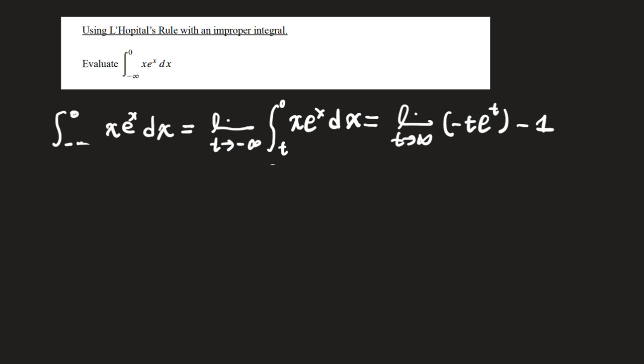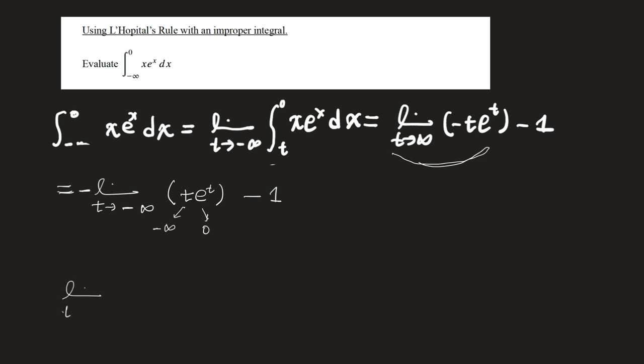Let's find this limit, guys, okay? Now you only have to find this limit: the limit as t approaches negative infinity of negative t e^t. I put the negative outside: t e^t, minus 1. So how can we find this limit? As t approaches negative infinity, t goes to negative infinity and e^t goes to 0, so this is 0 times infinity. I'm going to calculate this one only.